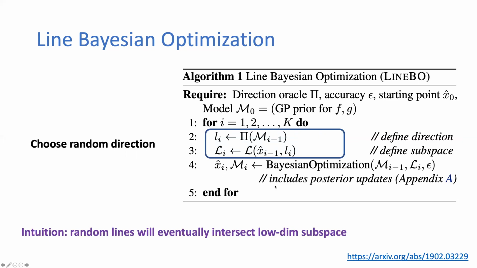The intuition, as highlighted in the purple text at the bottom of the slide, is that if we do have this low-dimensional subspace of variability, then if you just try random lines, one of them will eventually intersect with this low-dimensional subspace. Once you intersect with it, standard Bayesian optimization along this one-dimensional line will get you inside that low-dimensional subspace, and then you're good. That's the high-level intuition.